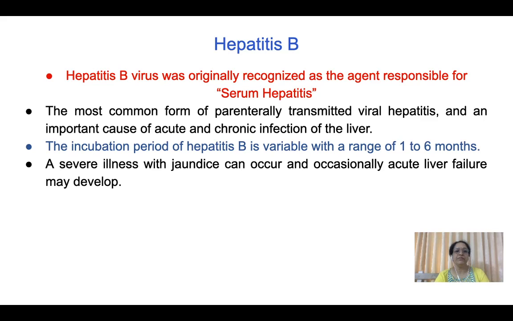The incubation period of hepatitis B is variable, ranging within 1 to 6 months. A severe illness with jaundice can occur and occasionally acute liver failure may develop.